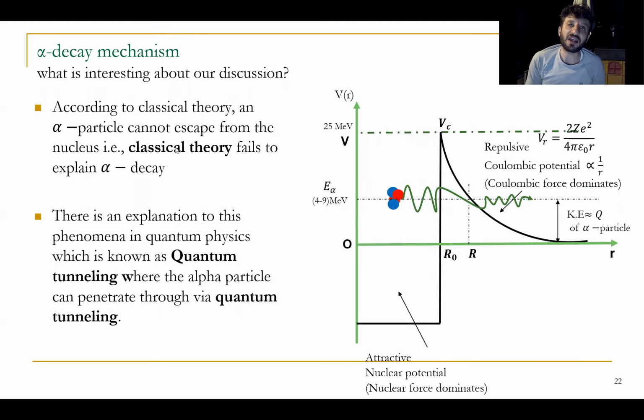So we have another explanation for this phenomenon in quantum physics, which is known as quantum tunneling, where, as you see here, the alpha particle can penetrate through the potential energy barrier via quantum tunneling. We can say the tunneling effect. So it can go out of the nucleus under the effect of quantum tunneling. I want to explain this point.